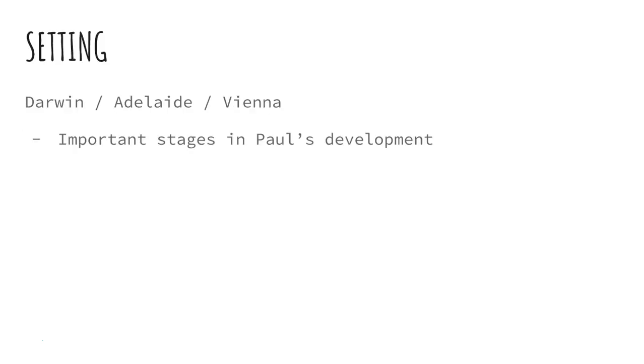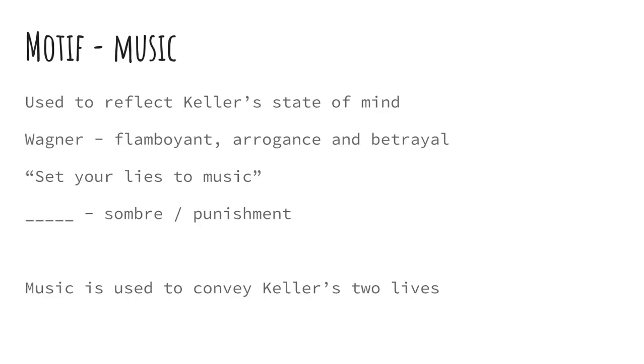Okay, we've talked about setting, and that Darwin, Adelaide, Vienna reflect important stages in Paul's development. We can look at it for Keller as well, and that Darwin is his own personal purgatory, and he sends himself there to suffer for the life that he had lived and for the sins that he believes he's committed. So it is interesting to look at how the places that Paul visits reflect the particular periods in his life. So that's something we can talk about.